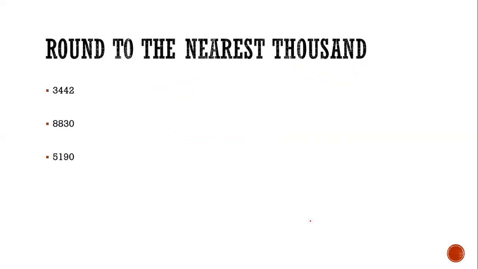Then let's see, to the nearest 1,000. Now we have 3442. Unit, tens, hundred, thousand. So our focus is on the 3 here. What is the number immediately after 3? It's 4. Is 4 5 or more? No, 4 is less than 5. Okay, so we just round it to 3,000.